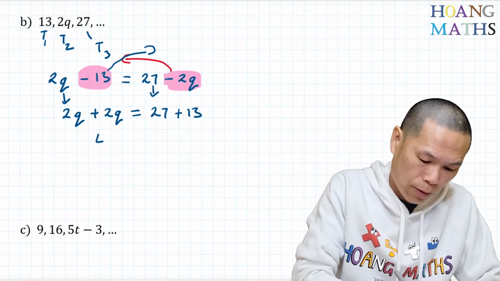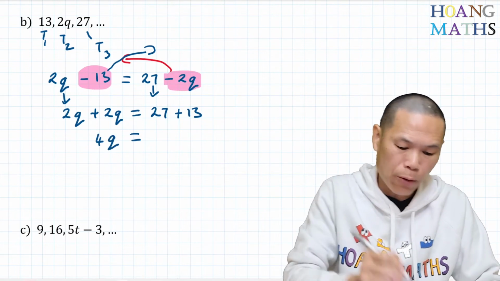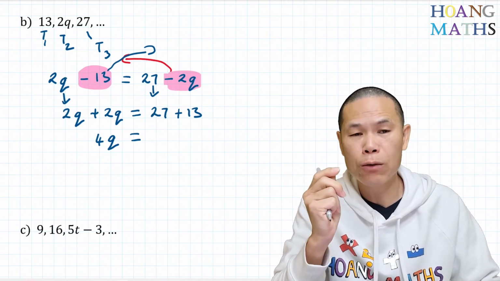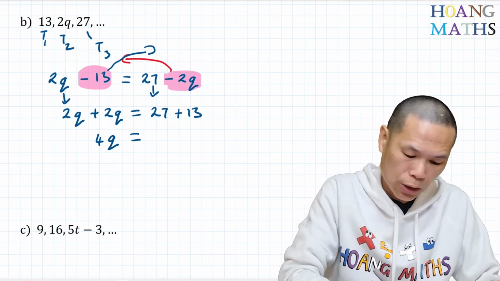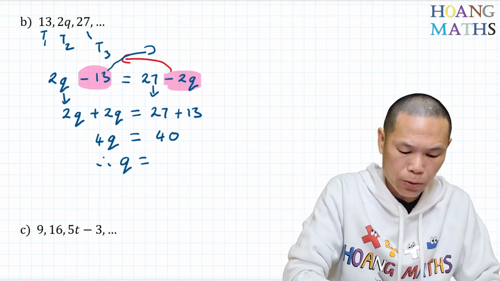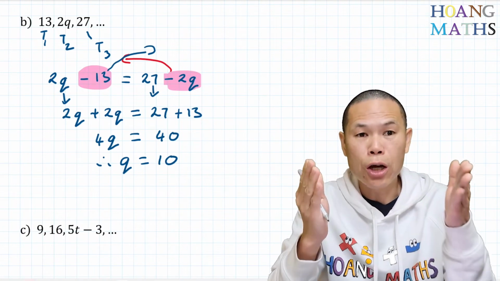4q. And we have 27 plus 13. So 27 plus 13 will give me 40. So 4q equals 40. Therefore q is equal to 10. So there you go.